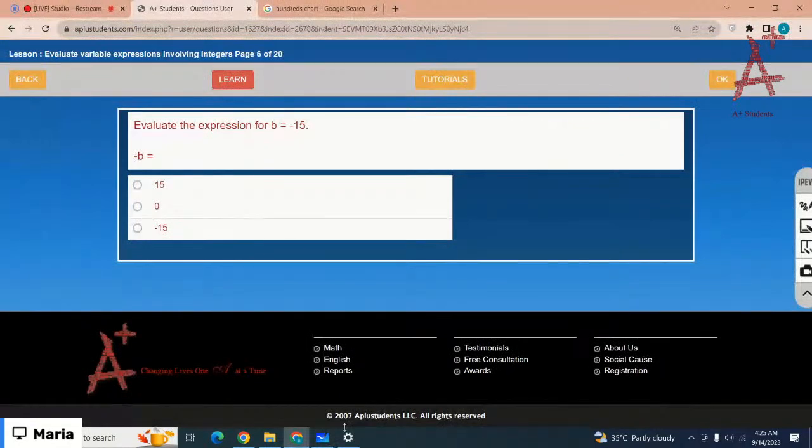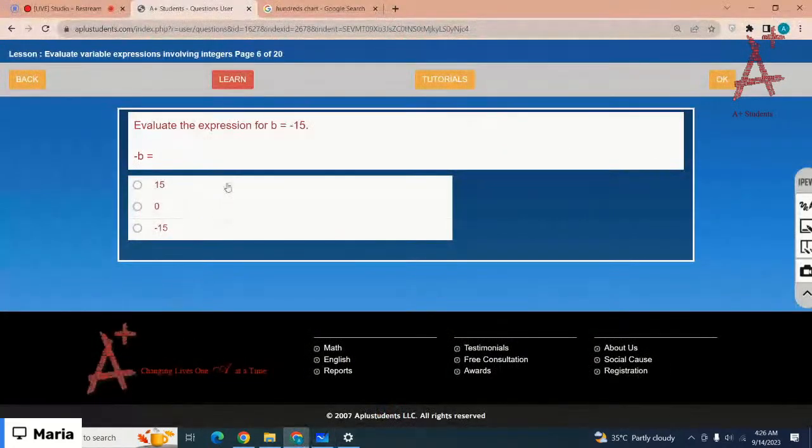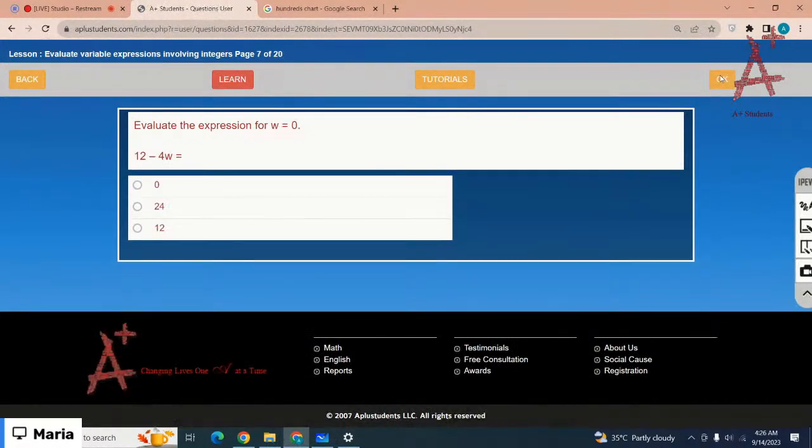B equals negative 15, and you have to evaluate negative B. So it should be negative negative 15, right? So negative and negative is positive. That would be positive 15. The correct option is 15, right? Okay, you can complete the lesson by yourself later today.